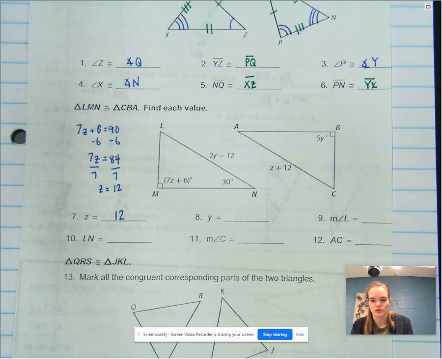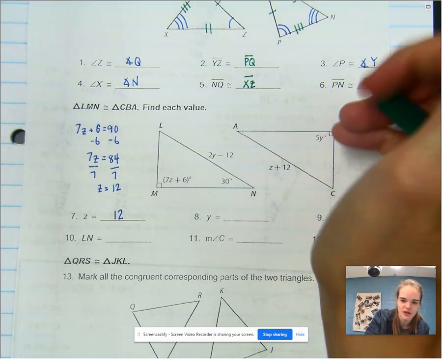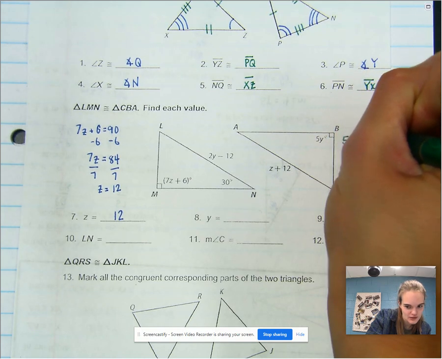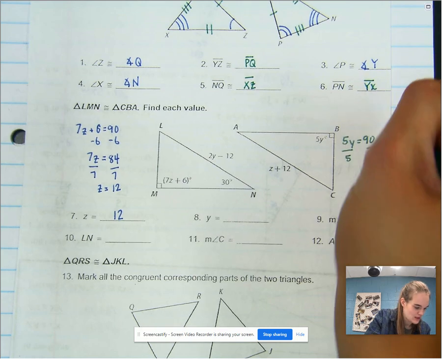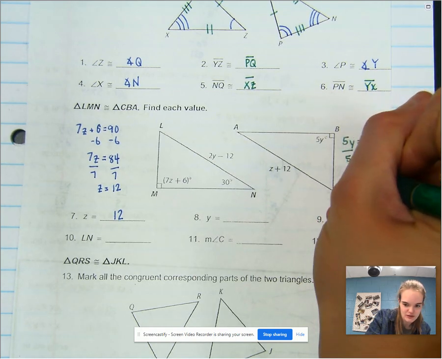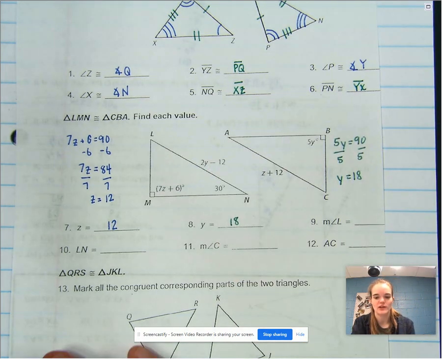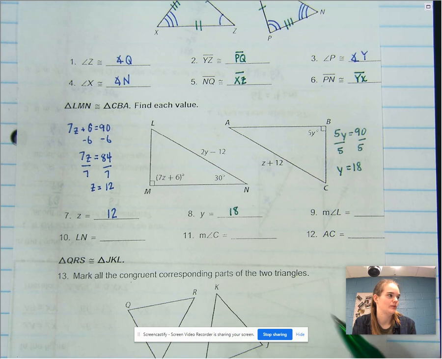Number 8 is similar. Find Y. Y is right here. So I'll plug this in over here. 5Y equals 90. So divide by 5. And Y equals 18. Now we're going to use these for every other piece, basically, except for probably some of the angle measures.